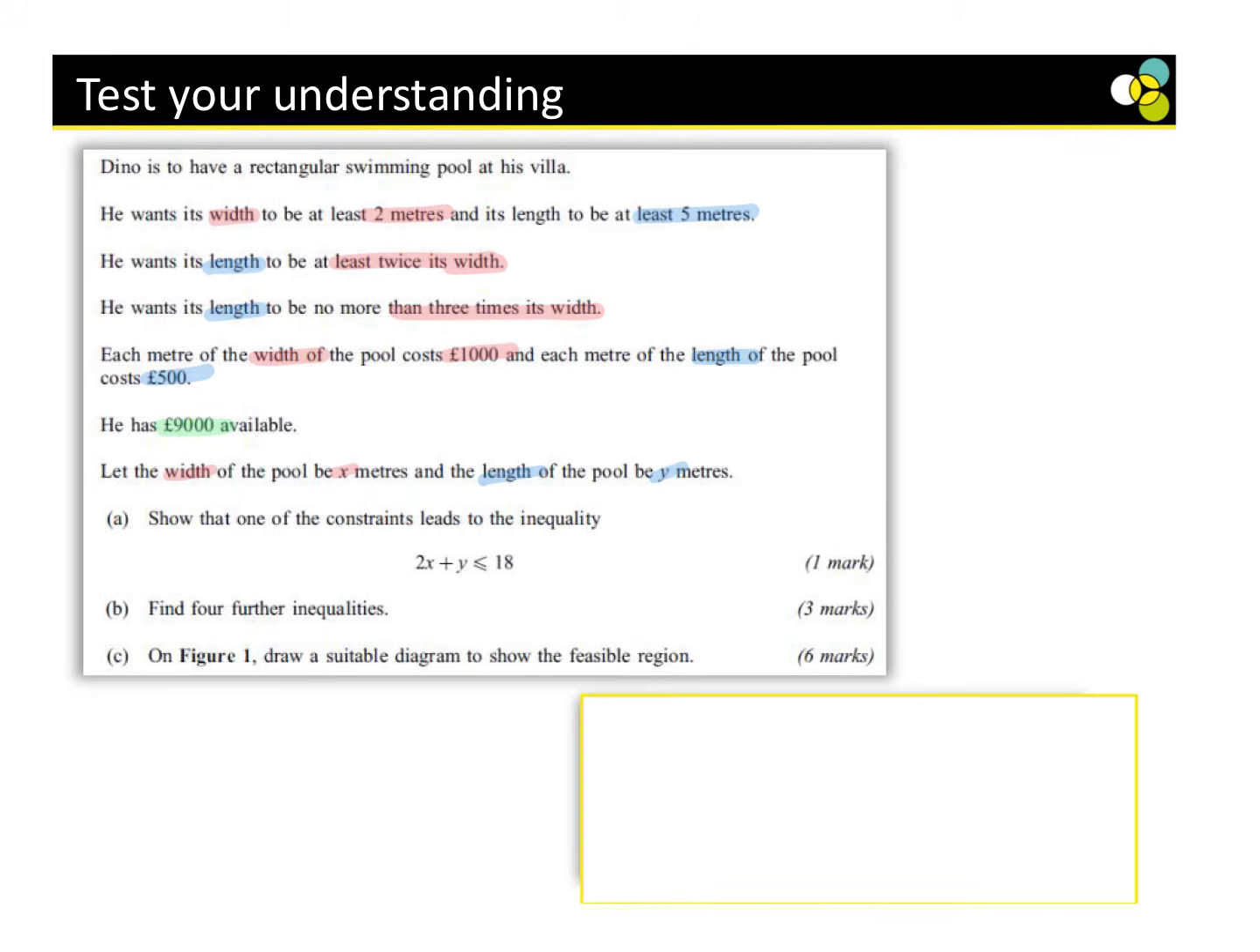So he wants its width to be at least 2 meters. So what does that mean? That means that X has to be greater than or equal to 2, right? And its length to be at least 5 meters. So Y has to be greater than or equal to 5.